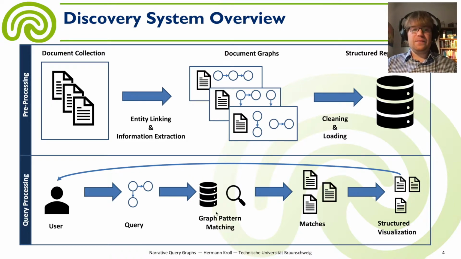On the other side, the user can formulate his information need as a structured query. So let's say I'm thinking about the entity A, and it should be in the relation B to entity C or something like that. And this is my query. Metformin should treat diabetes and it should be administered as a tablet. And then we perform a graph pattern matching, return the matches, and visualize the results in a structured way for the user.